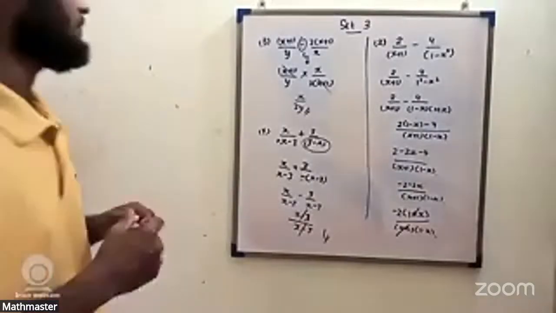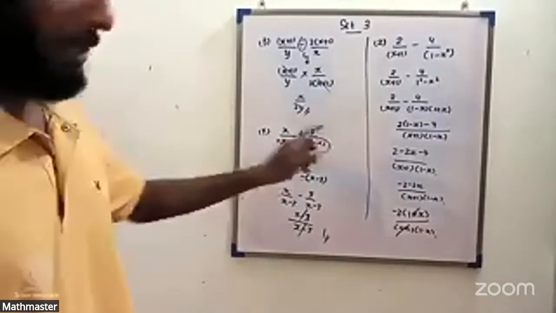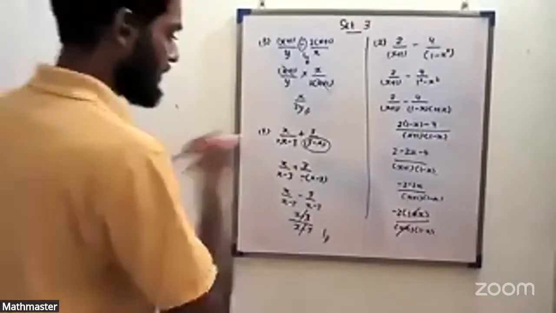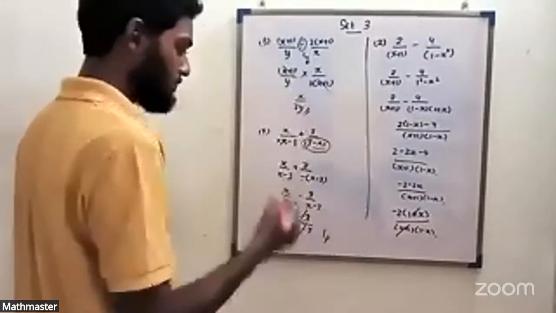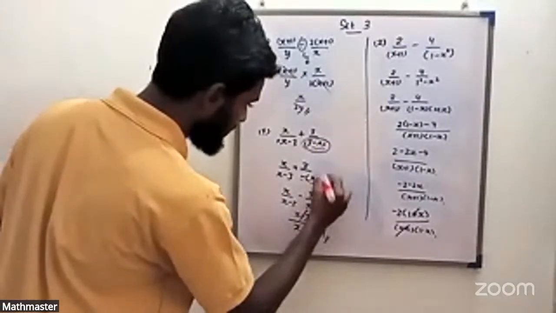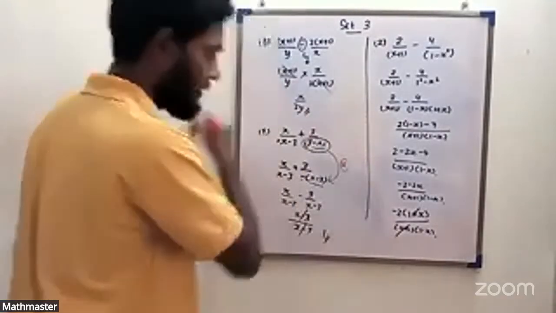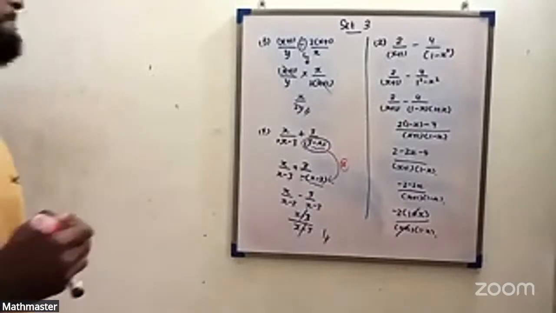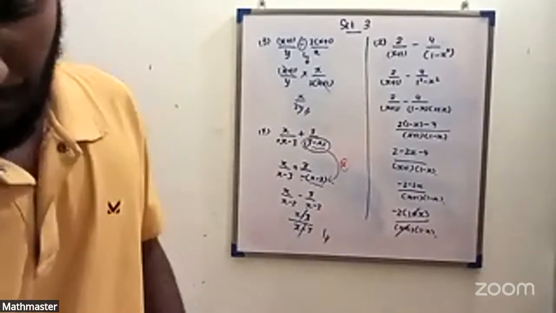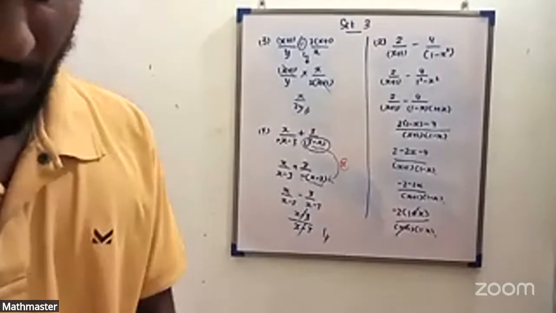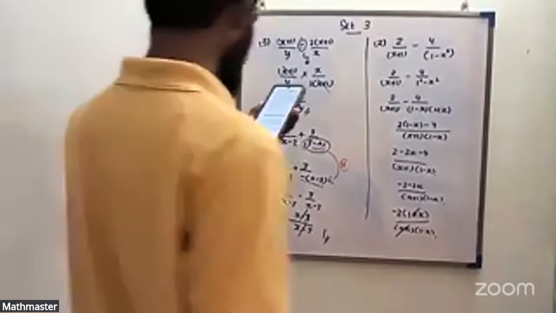This is the answer, right? So the point here is you have to recognize this part. This part is very important, and you have to convert this into this format. This is the main point here. Okay, so that is the fourth question that we have discussed. Then let's go for the fifth one.